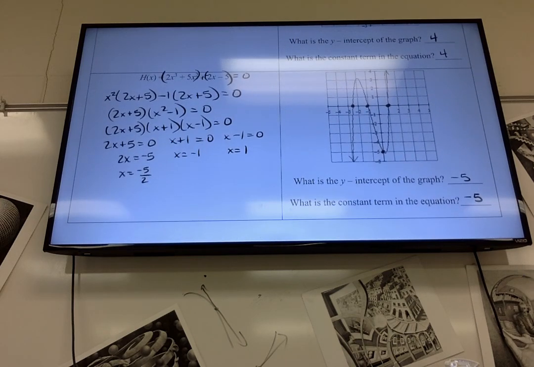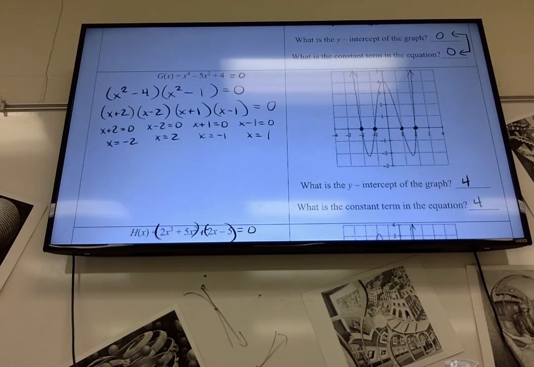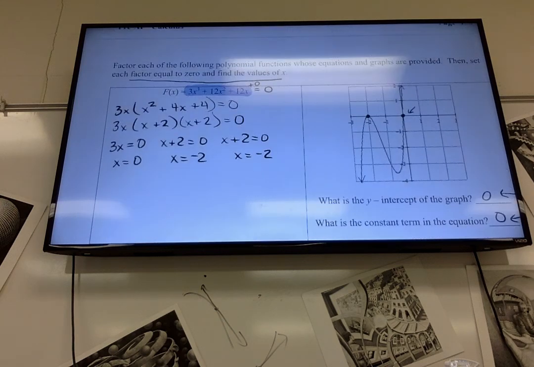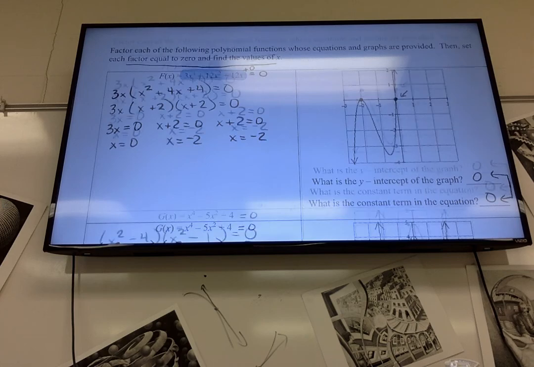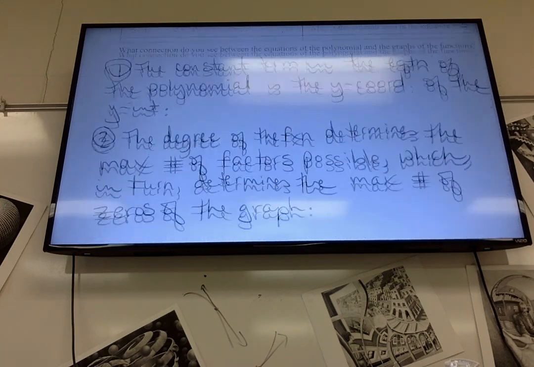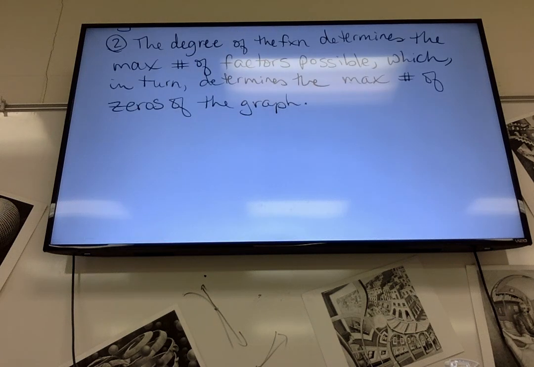So like this one had 3. So at most we had 3 zeros. This one is 4. We had 4 zeros. This one had 3, but notice I only had 2 zeros. And that's because one of them was listed twice. It created that bounce. Good to know. And number 3.